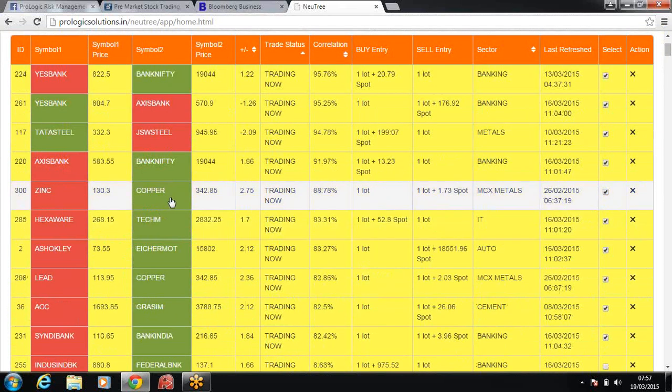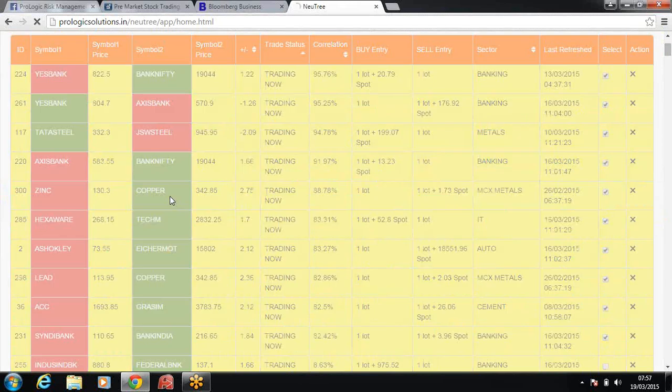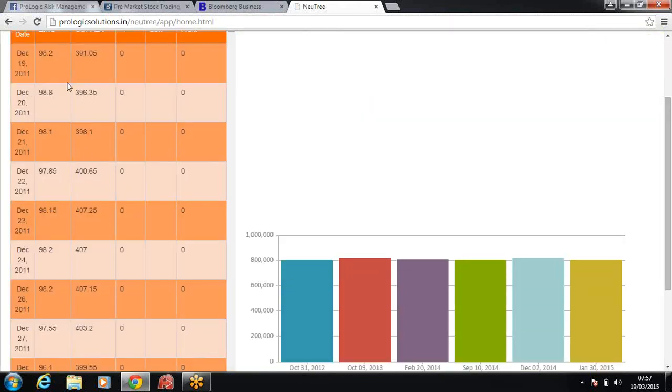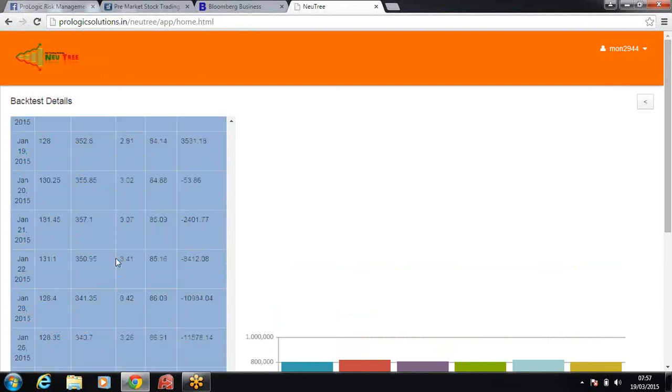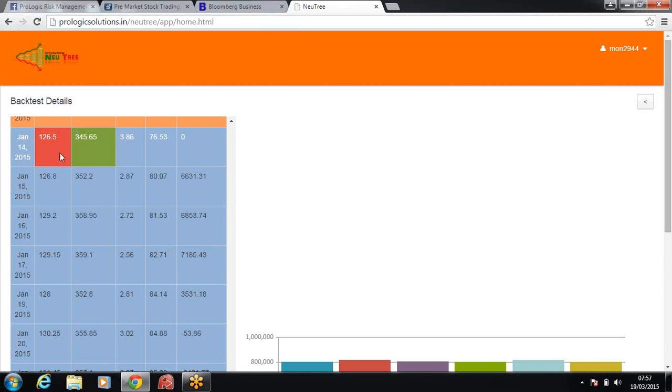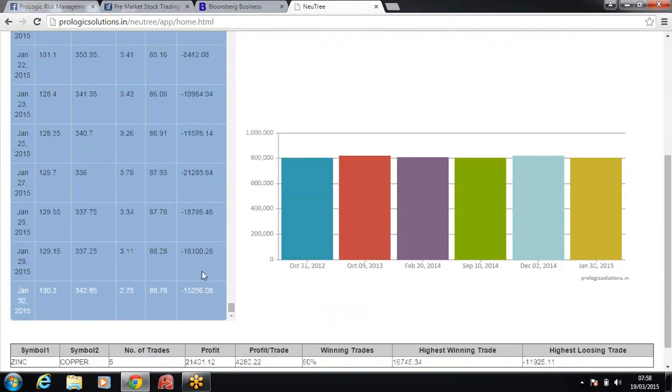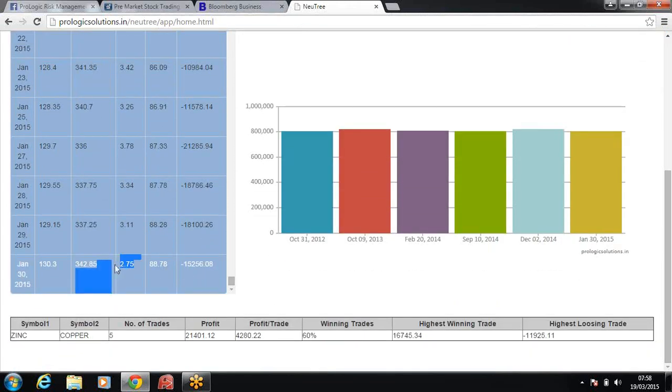Copper and zinc, let me just check it. We don't have the data for 10 years for this, but we have it from 2011. So once we get the historical data again, maybe we'll have much more clarity on these trades. But overall, this is the trade. Zinc we shorted, copper we bought. So the Z-score was 3.86, and you can just see here a 1 point difference in the Z-score. This is the right time to exit the trade, at least one lot. And now it's still 2.75. We have to wait. It's under 15,000 rupees.